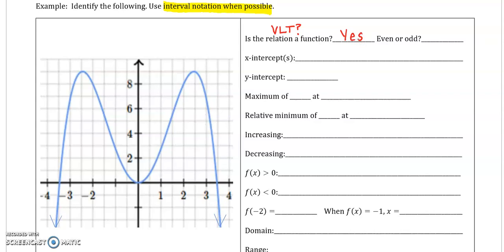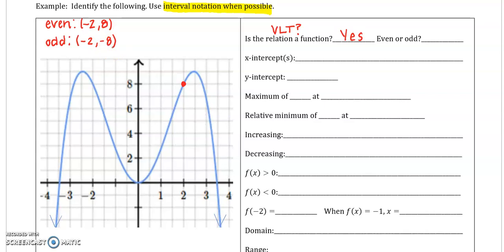Okay, the next question is asking whether this function is even or odd. So remember, the easiest way to determine this is to pick a point on your graph. So I'm going to pick this point here, 2, 8. Okay, so remember that if it's an even function, that means that your x value is going to become negative, but the y value will stay the same. Okay, if it's an odd function, that means that the signs on both your x and your y value are going to be the opposite.